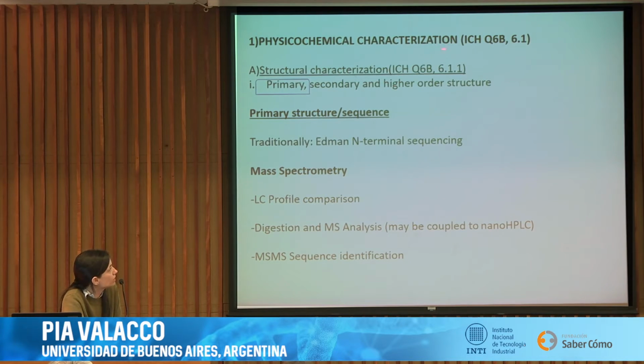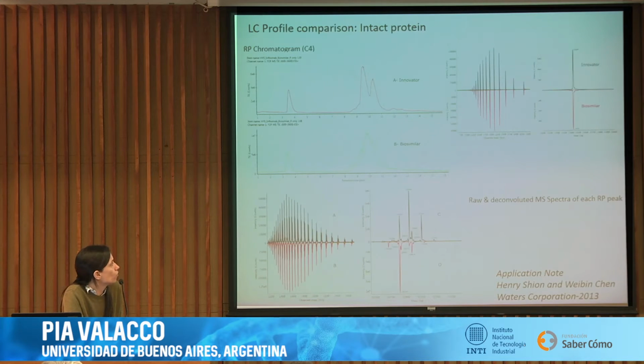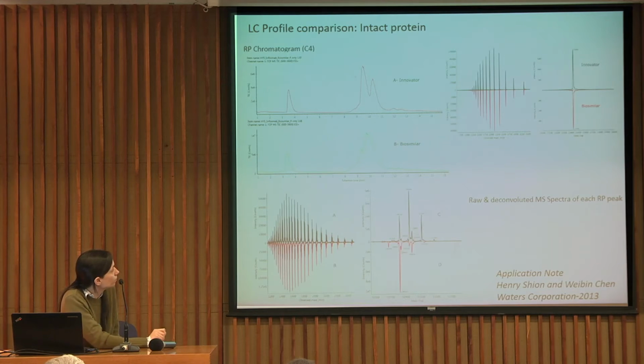So for the physicochemical characterization, primary structure or sequence was traditionally performed by Edman N-terminal sequencing, which is slow, expensive, and very labor-intensive. Nowadays, it can be done by mass spectrometry in a pretty simple and easy way. So this is an example from an application note from Waters, where the first thing we can do is a liquid chromatography profile comparison of the intact protein. So there's no digestion here. We just analyze the intact protein by liquid chromatography.